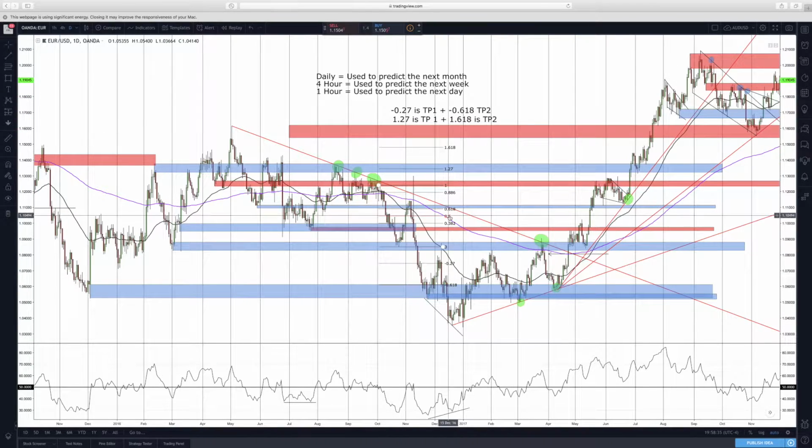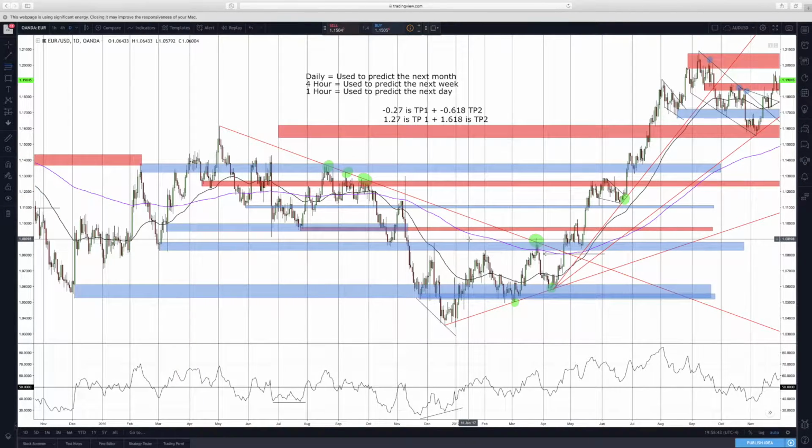So you can really see how powerful this tool is, and if you follow it, it just adds extra confluence, and that's what it's all about, the confluence. So you're always going to be looking for multiple confirmations. Now the next one I'm going to draw is from this point here to this low here. So we have a high here and a low here.